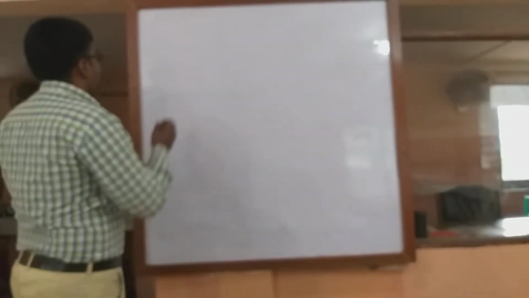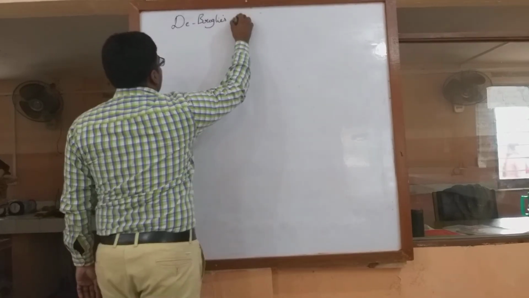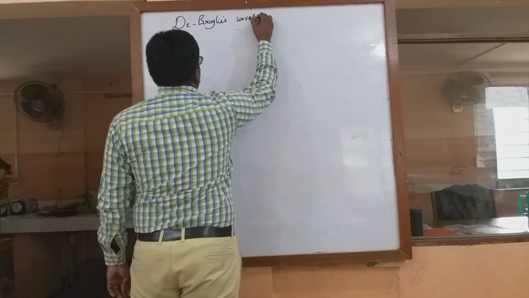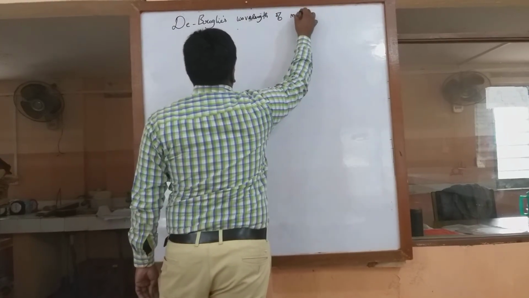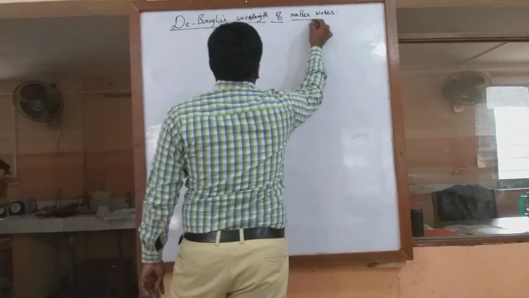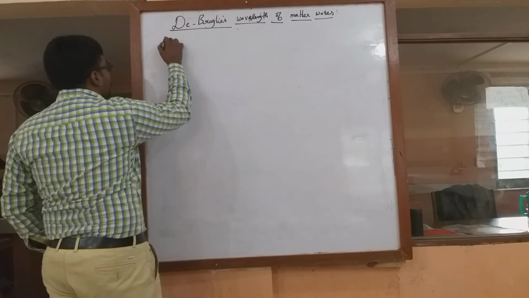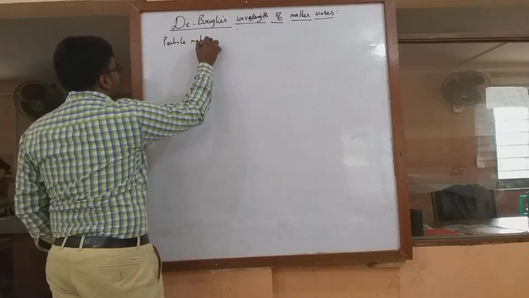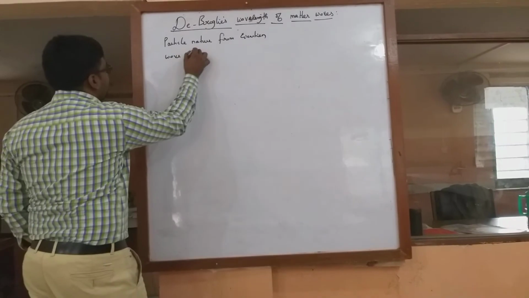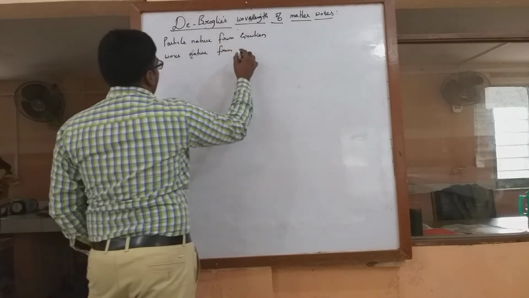The first one is de Broglie's wavelength of matter waves. For this, he has taken the particle nature as well as the wave nature: the particle nature from Einstein and the wave nature from Planck.